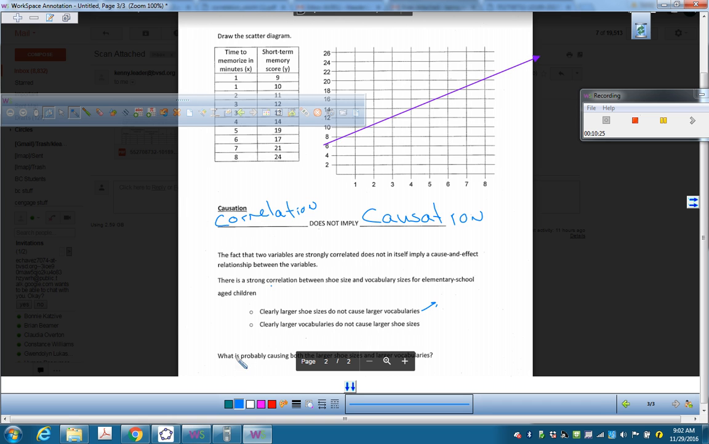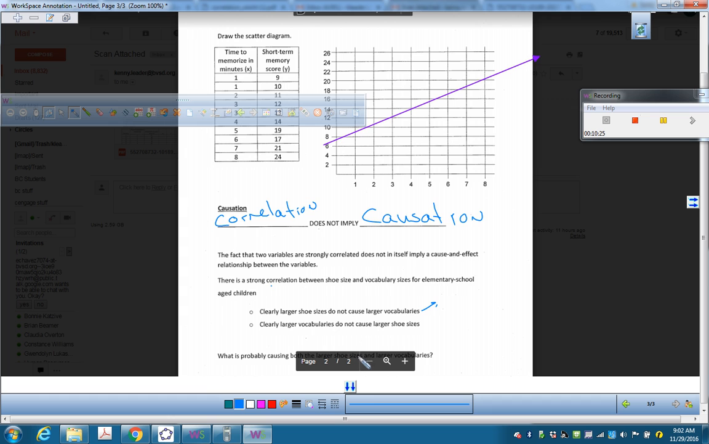Right, okay, so the hidden working variable there, right? If you're older, you probably have a bigger shoe size. If you're older, you probably have a better vocabulary, correct? So just because something correlates does not mean that one thing causes the other thing, okay?